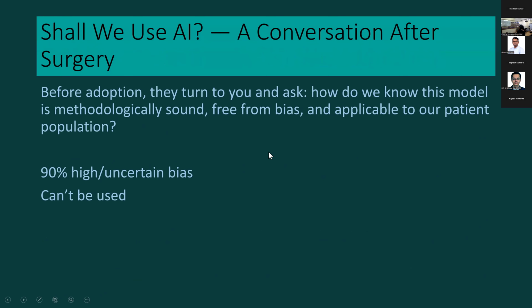So coming back to our question, before adoption, they turn and ask you, how do we know this model is methodologically sound? So overall, these have 90% high or uncertain bias. This can't be used in our setting because this model is not externally validated in our setting. Second, these already have high or uncertain bias, and most of the studies contributing to the systematic review also were not externally validated. So the information we could get from that study also cannot be fully trusted for us to make a decision to implement it in our setting.